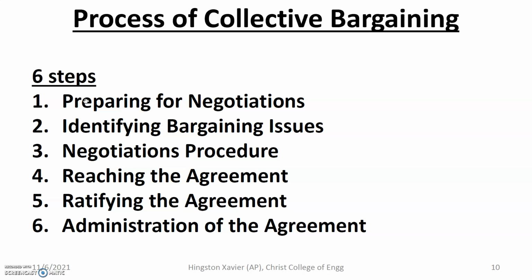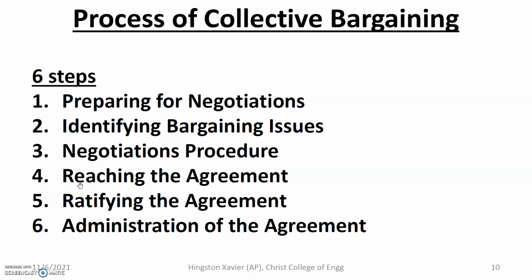Now the 6 steps of collective bargaining. First, we have to prepare the thoughts that have to be presented in the negotiation. Second, identify what the results of our negotiation or bargaining will be. Next, negotiation should have a certain procedure. For example, if a person joined an organization and within 1 month asked for an increment, it is not recommended. So this is called the negotiation procedure.